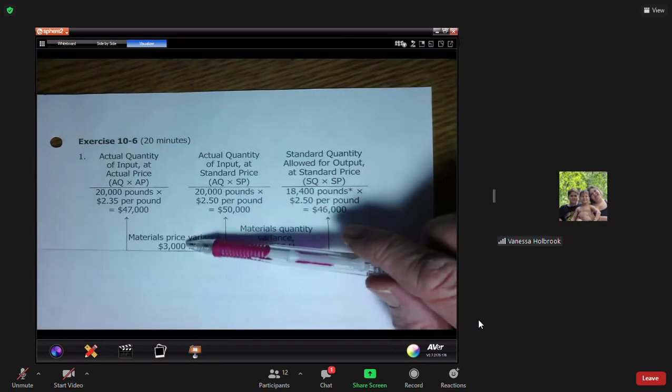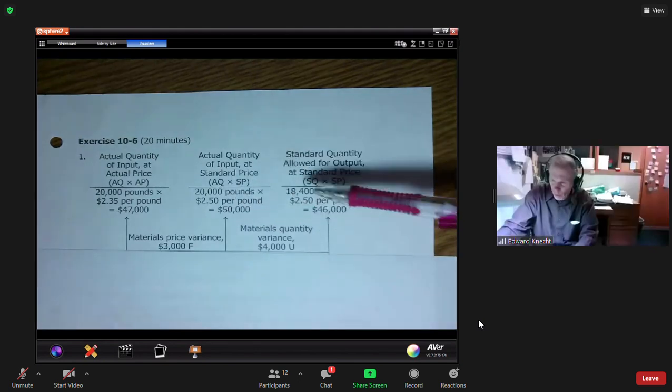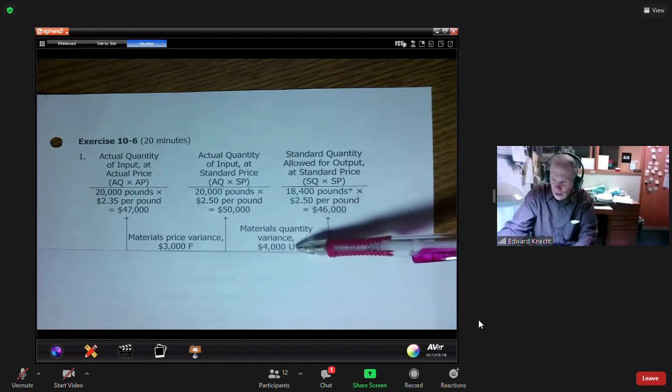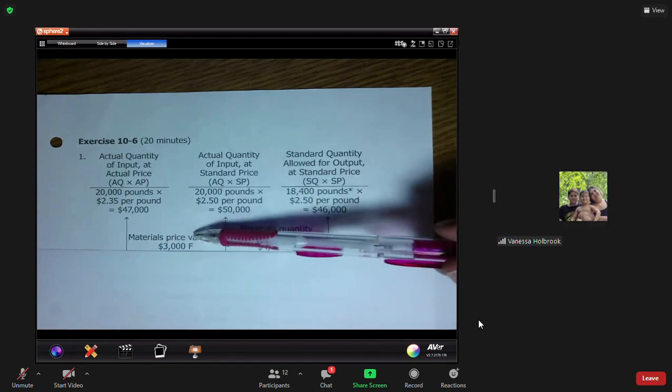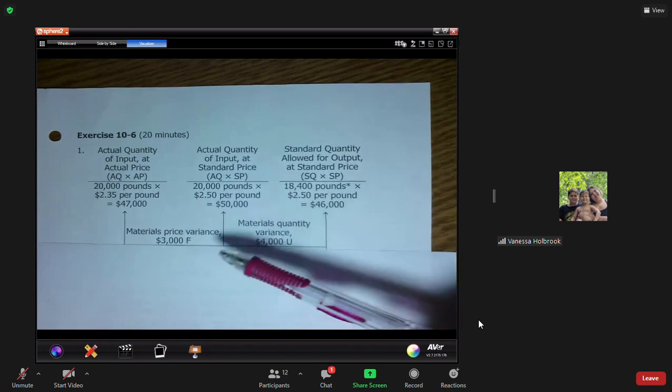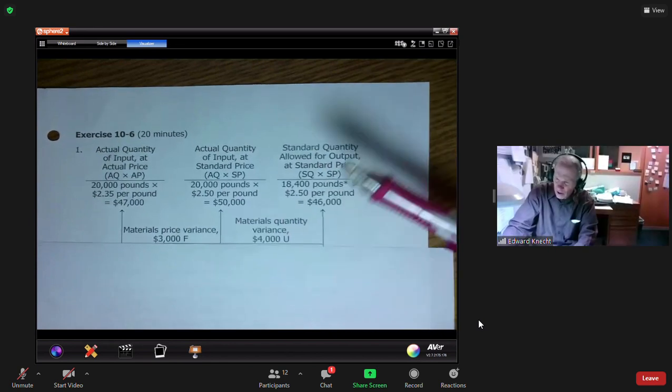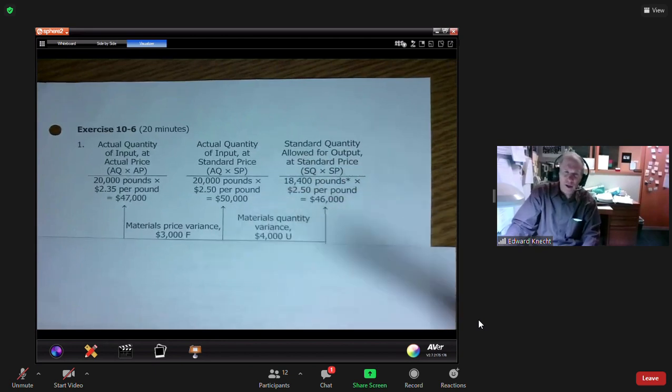Favorable. $3,000. Yes. But wait a second. This number is smaller than that number. That would be unfavorable, wouldn't it? Is that 4,000? Yes, it is. It's called the material quantity variance. So you've got to memorize the names of the variances. I could see you're having difficulties remembering them.